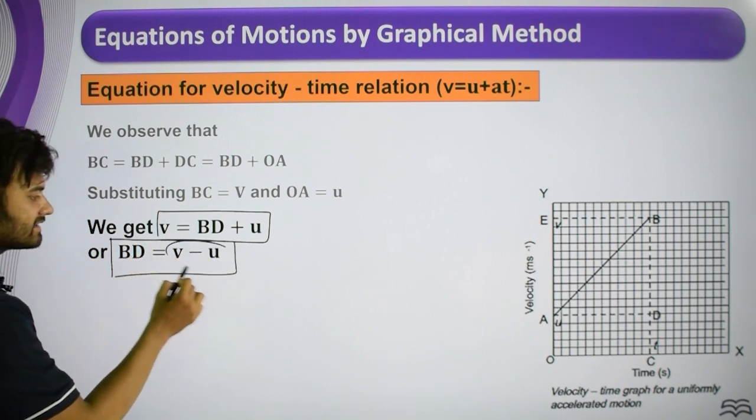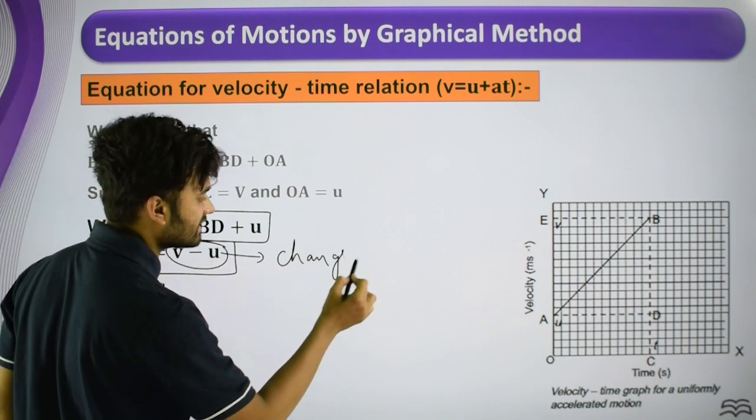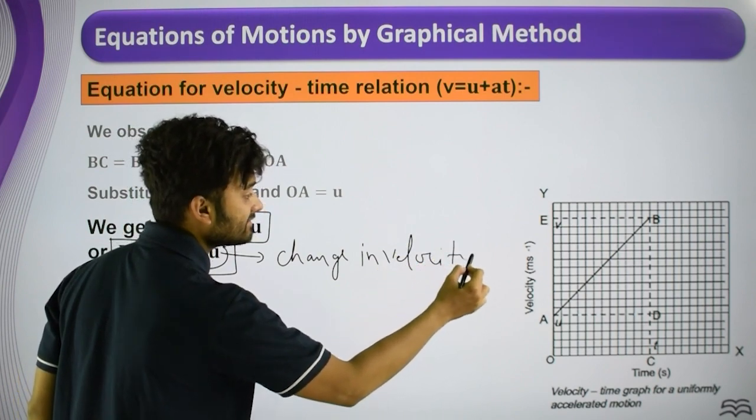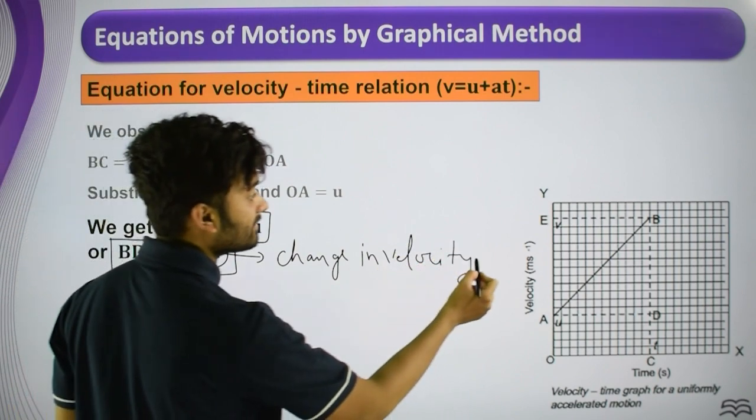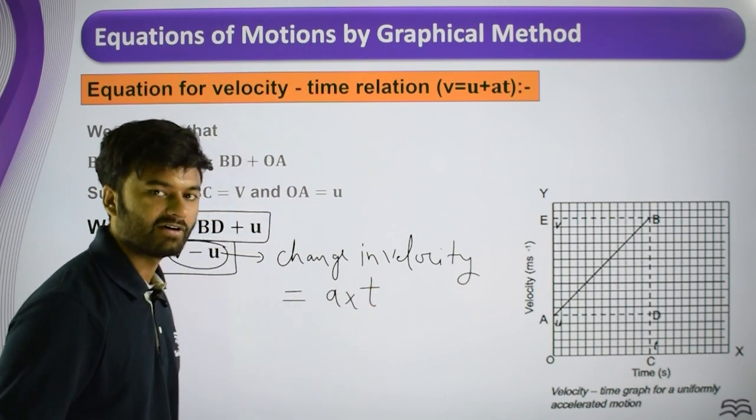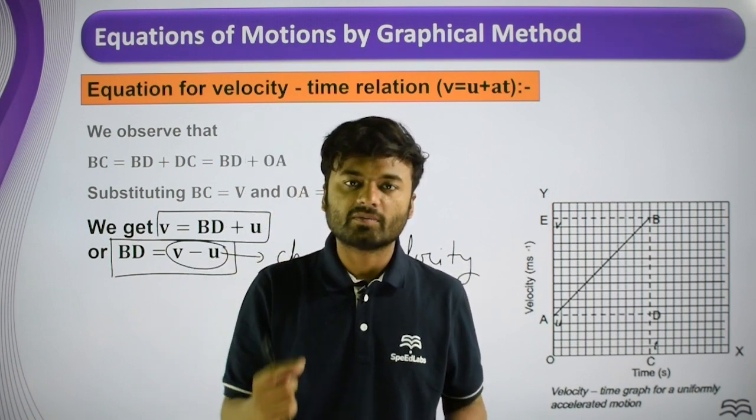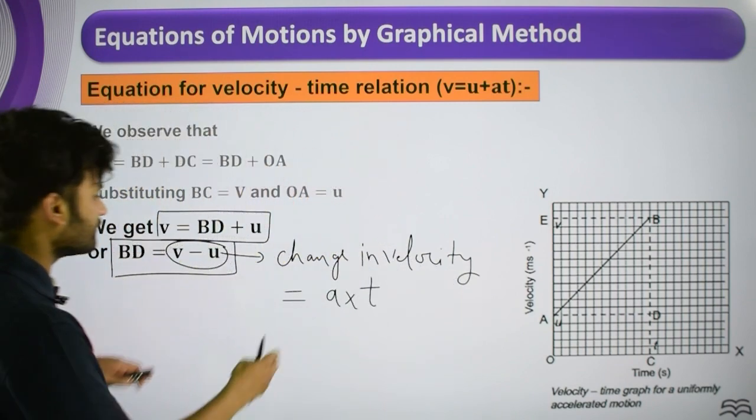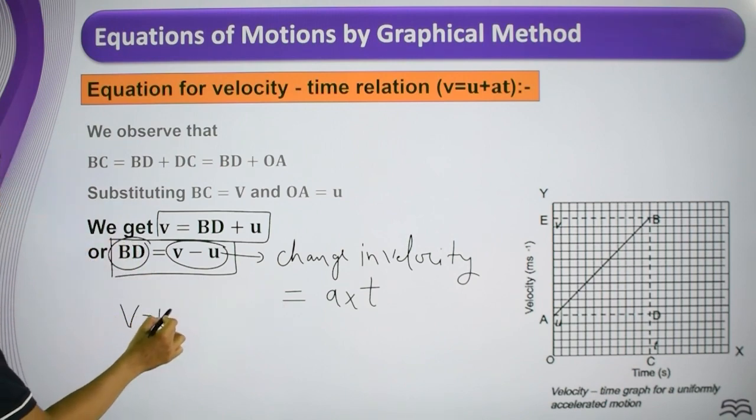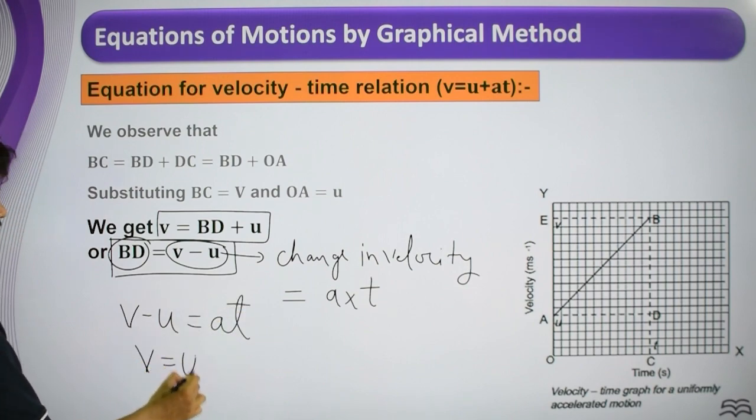What is v minus u? v minus u is basically the change in velocity, and change in velocity is equal to acceleration into time. What is acceleration? Acceleration is change in velocity per unit time, that is a equal to v minus u by t. So what is the value of v minus u? v minus u is at. So we can write v minus u is equal to at, or v is equal to u plus at.